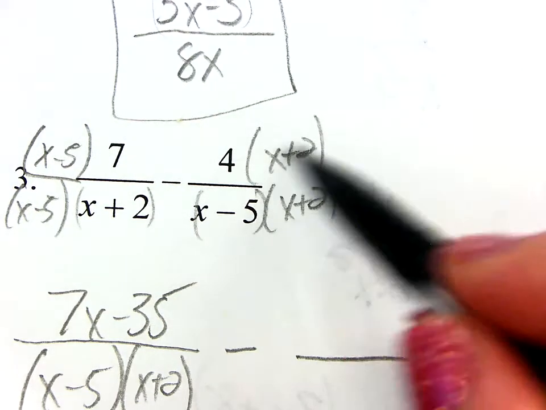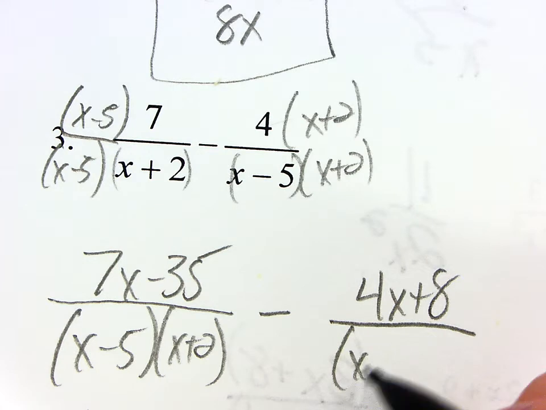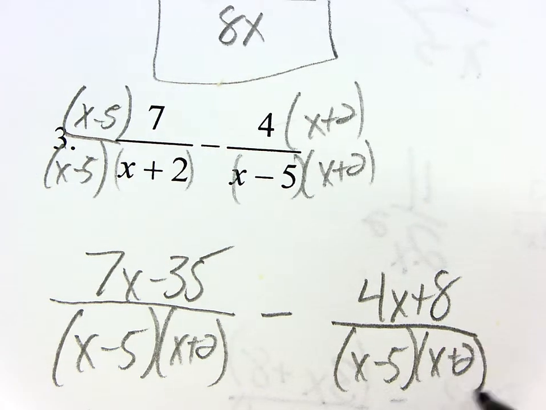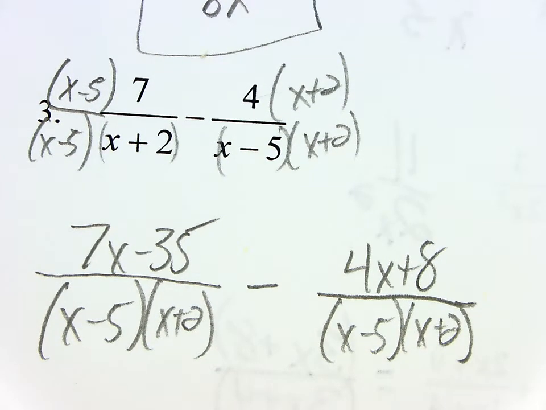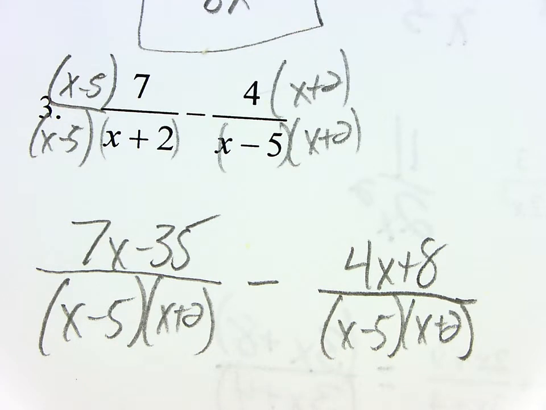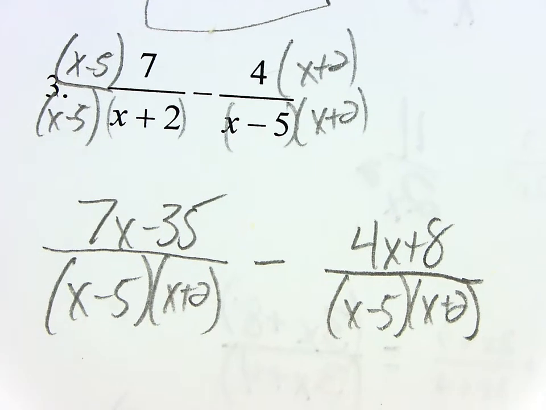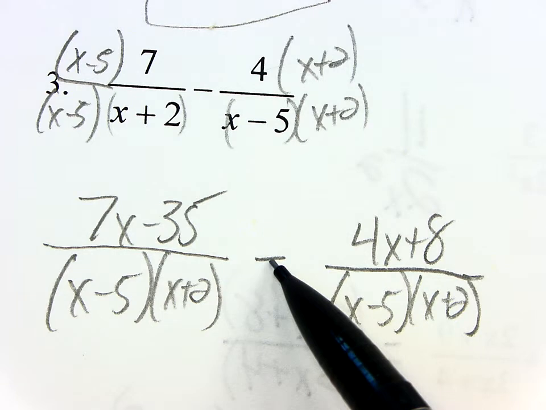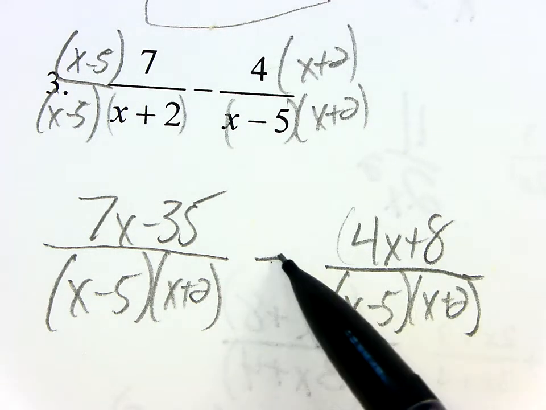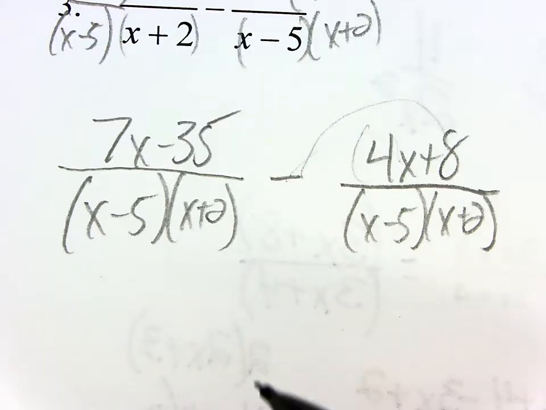Minus. Now I have this one. I'm going to distribute that 4. That's a 4x plus 8 over the x minus 5, x plus 2. But now, you have to be really, really careful here, because what do you have to pay attention to? What's so crucial in this next step? Well, I'm subtracting this whole thing. You have to subtract the 4x and the 8. It is so common to just subtract the 4x and not the 8.